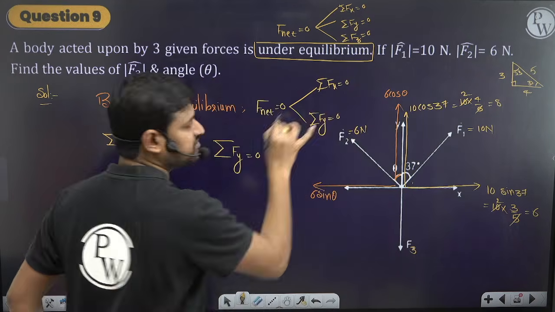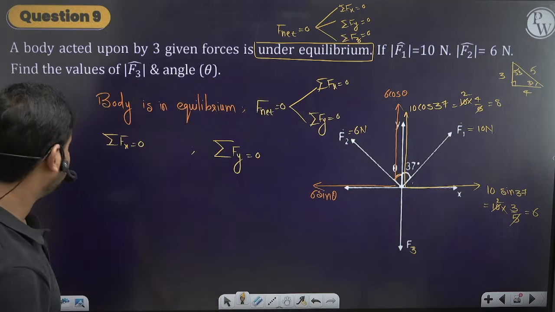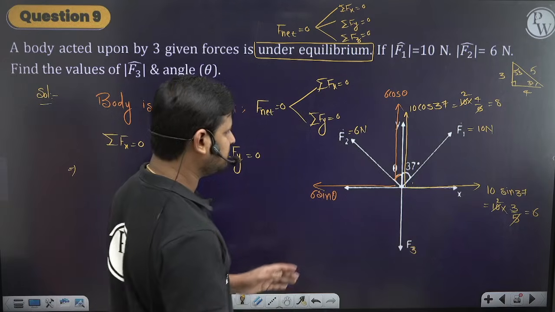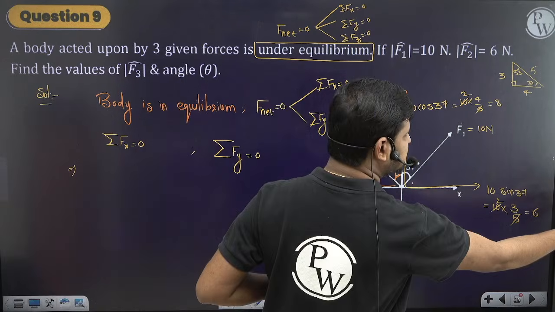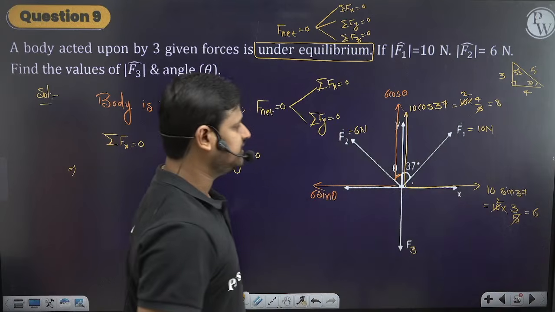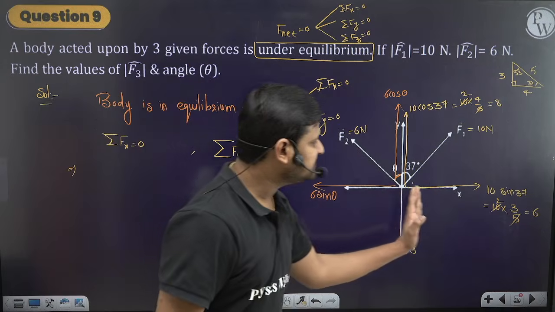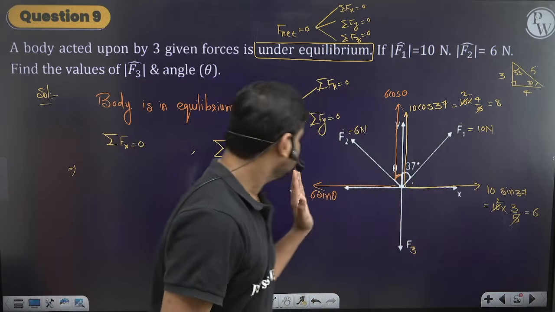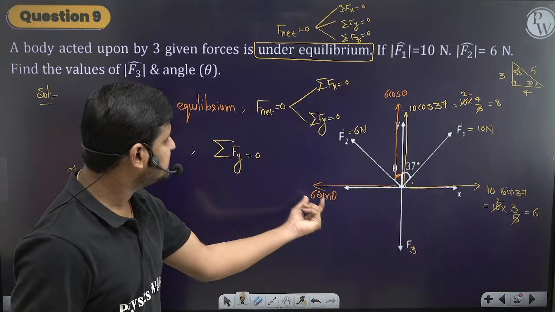This is a summation symbol. Hope you guys already know this from the maths, right? So summation of forces in the x direction. In the x direction we have 6 this side, so 6 sin theta this side. Yes or no? We have 6 this side and 6 sin theta this side.